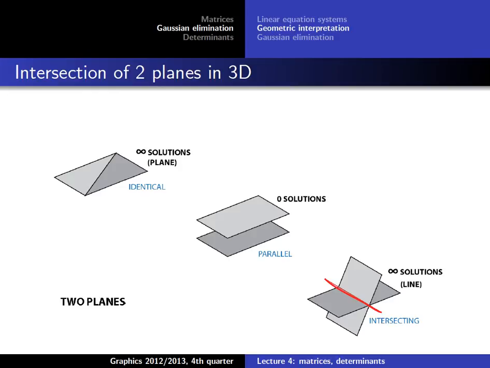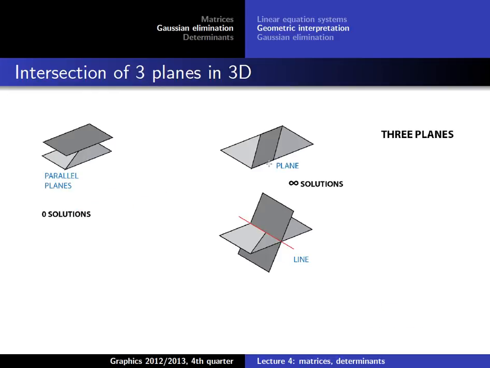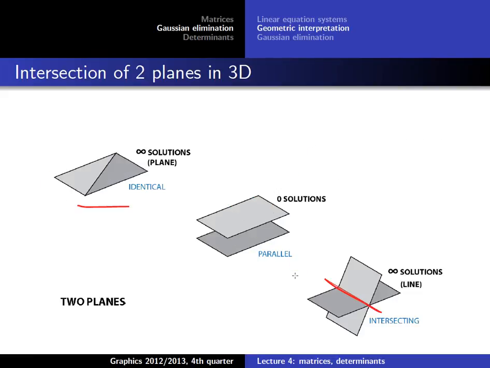Now, if we add a third plane to that, let's look at the left case first, where the original 2 planes are identical. Of course, then if we add a third one, we get exactly the same options. We can again have a case where they are all identical. We can again have the case where one of them is parallel to the other 2 identical ones, or they can intersect in a line. So these are exactly, of course, these 3 cases.